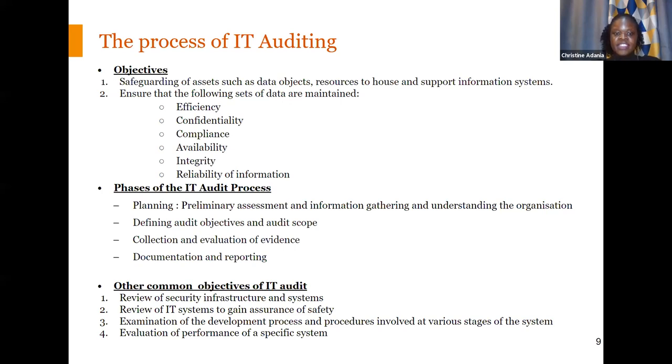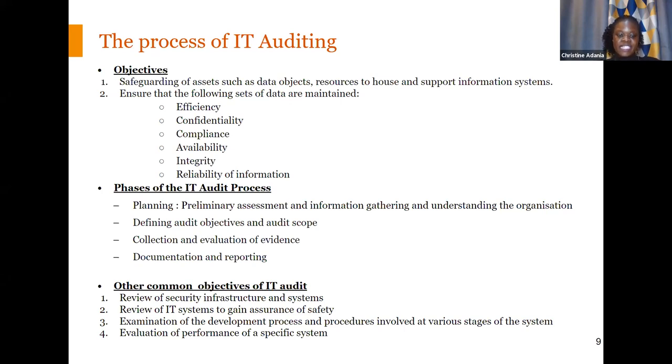Then once you have defined objectives and drawn your audit scope, you'll go ahead and collect evidence and then evaluate that evidence for sufficiency and appropriateness. Then at the end of the day, you document that evidence in a proper manner and also go ahead and perform reporting.